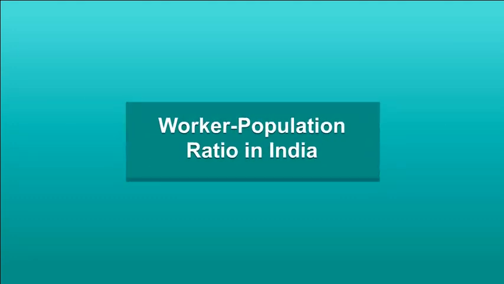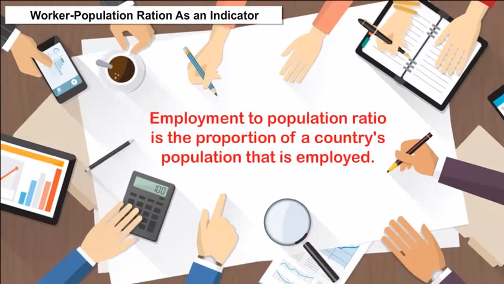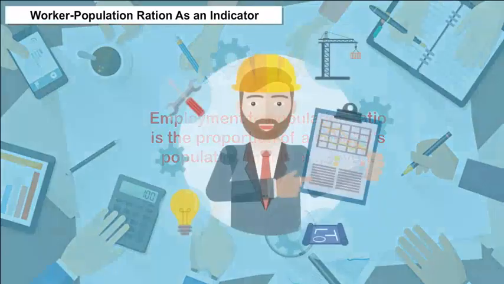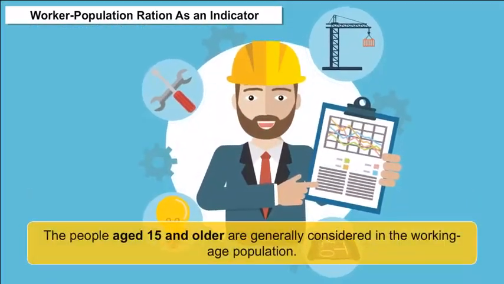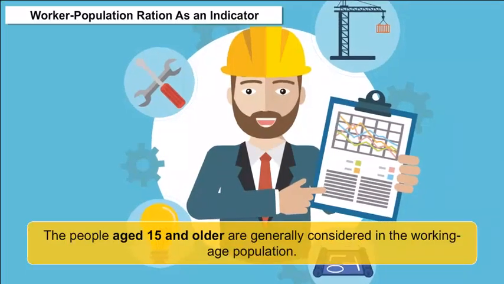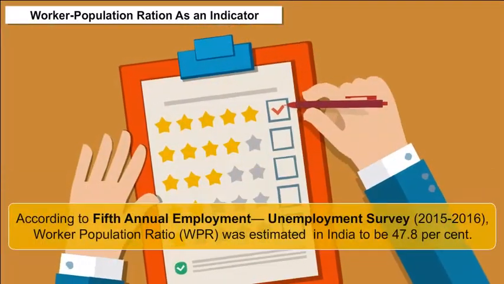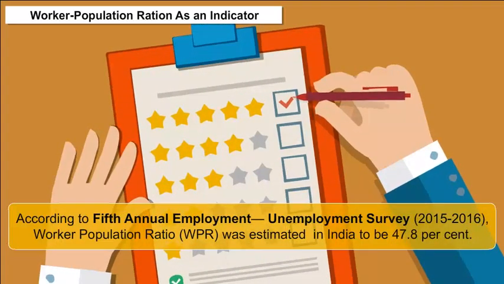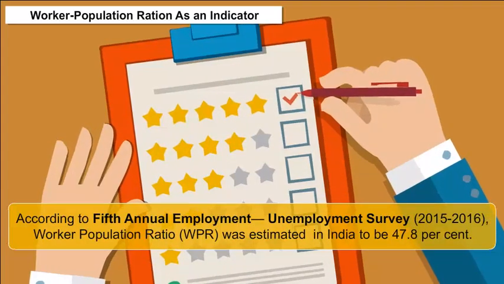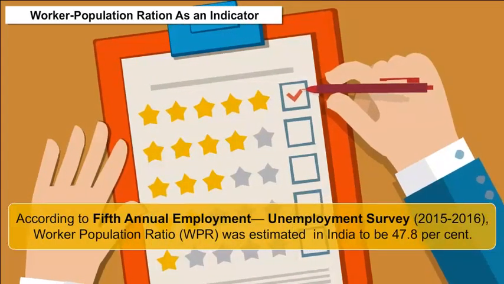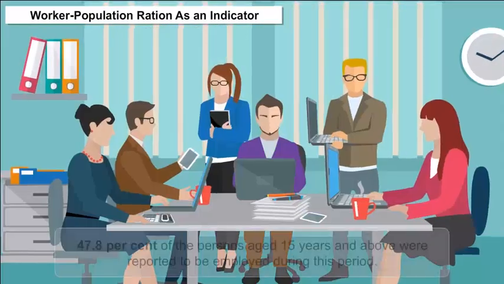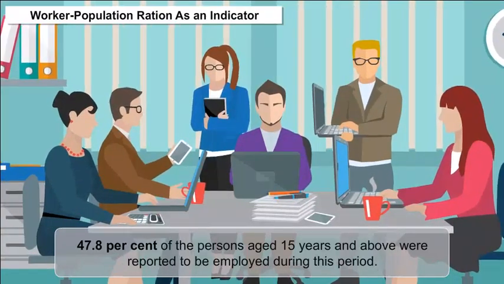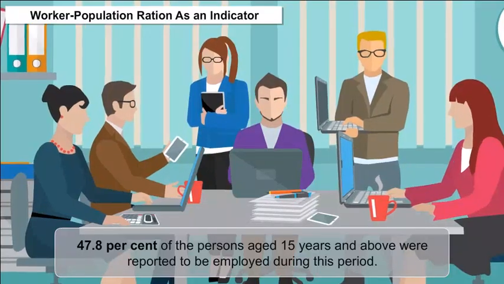Workers' population ratio in India. Employment to population ratio is the proportion of a country's population that is employed. The people aged 15 and older are generally considered in the working age population. According to the 5th Annual Employment Unemployment Survey 2015-16, Worker Population Ratio (WPR) was estimated in India to be 47.8%. Thus, 47.8% of the persons aged 15 years and above were reported to be employed during this period.